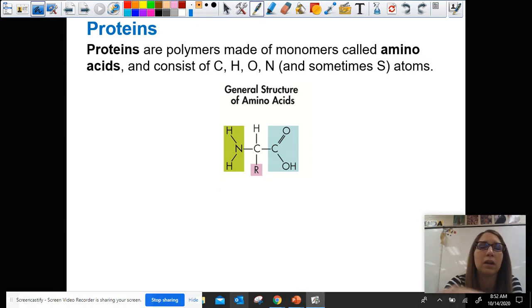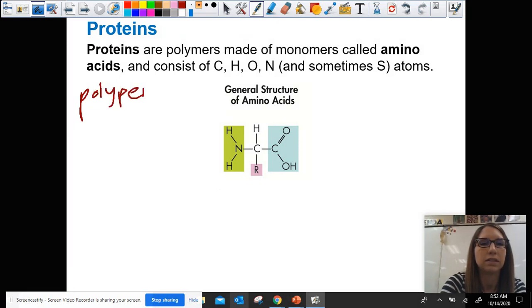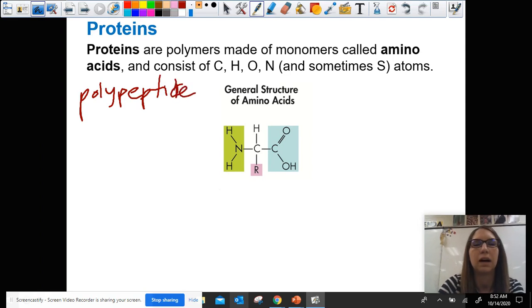Sometimes we call them polypeptides. So I'll jot that down. Polypeptide. So a polypeptide is an example of a polymer of a protein. It's just another name for a protein polymer. But a polypeptide and a protein, or any type of polymer that we could refer to in this category, are made up of amino acids.